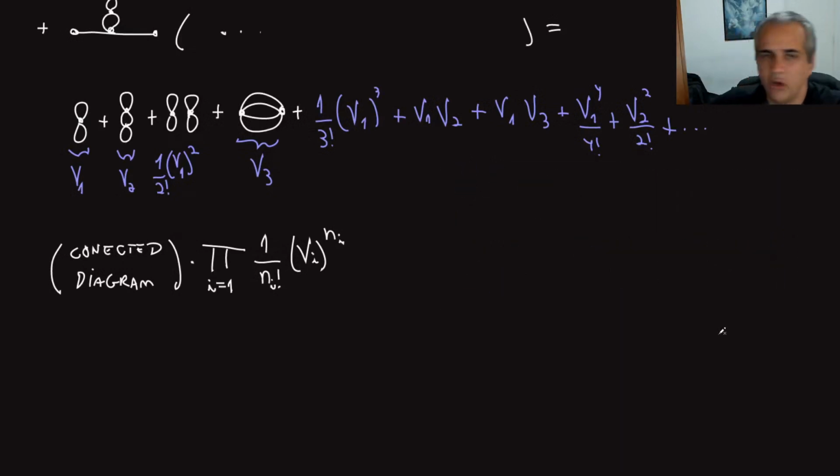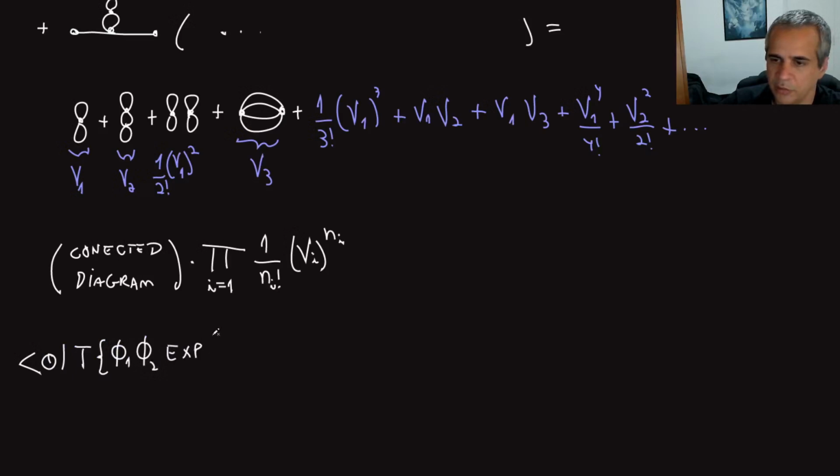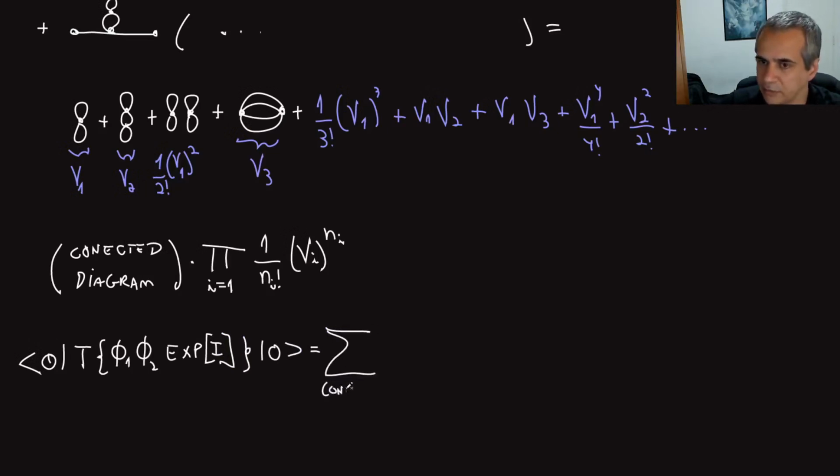Now, really the object I want to calculate, I'm still talking about the numerator now, Phi1, Phi2, exponential of the interaction. I won't keep repeating that. Let's put interaction. Can be written as a sum over all connected diagrams, right?